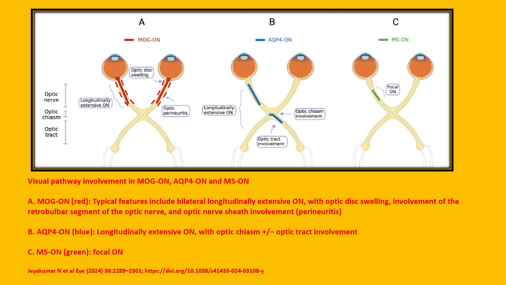This figure shows the difference in visual pathway involvement in MOGAD, NMOSD, and multiple sclerosis. A is MOGAD. Typical features include bilaterally longitudinally extensive optic neuritis with optic disc swelling, involvement of the retrobulbar segment of the optic nerve, and optic nerve sheath involvement or perineuritis. B is NMOSD with longitudinally extensive optic neuritis with optic chiasm and optic tract involvement. And C is multiple sclerosis with focal optic neuritis.